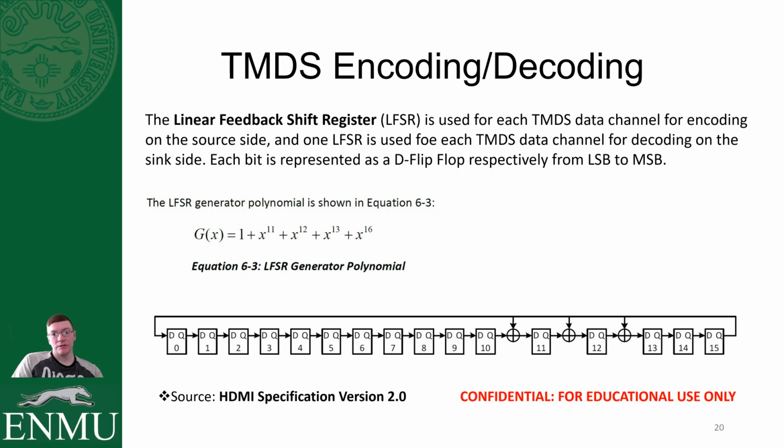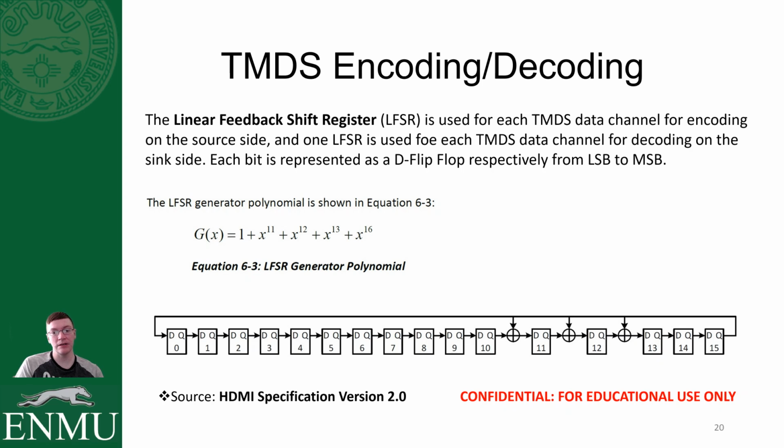Speaking of TMDS, I talked about this a little bit at the beginning. We have linear feedback shift registers. They're used for each of the TMDS data channels on the encoding or source side, and one linear feedback shift register is used for each of the TMDS data channels for decoding on the sync side. Now, each bit in the diagram below is represented as a D flip-flop, respectively from the least significant bit on the left to the most significant bit on the right. And that's essentially just a shift register, a bunch of D flip-flops.